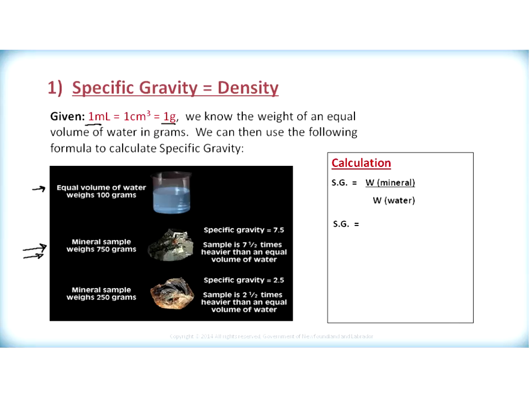If we look at the second example down below, we notice that the mineral sample weighs 250 grams. Again, when we displace this in a graduated cylinder full of water, we notice that it displaced 100 milliliters of water. And because 1 milliliter of water weighs 1 gram, therefore 100 milliliters of water will weigh 100 grams.